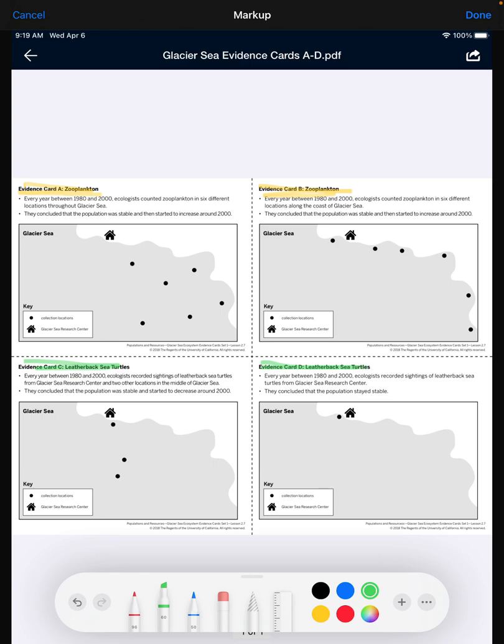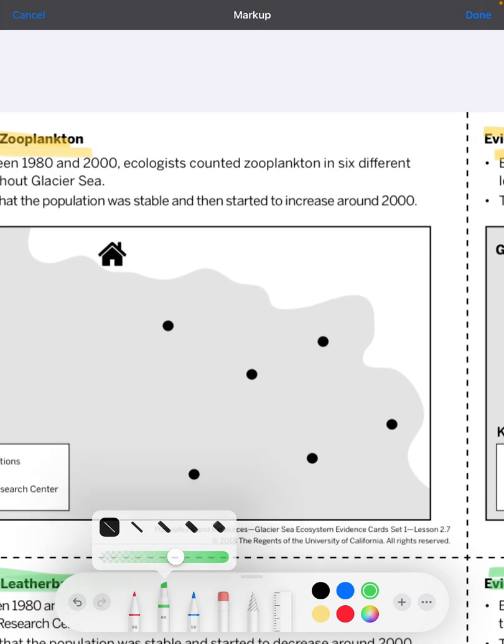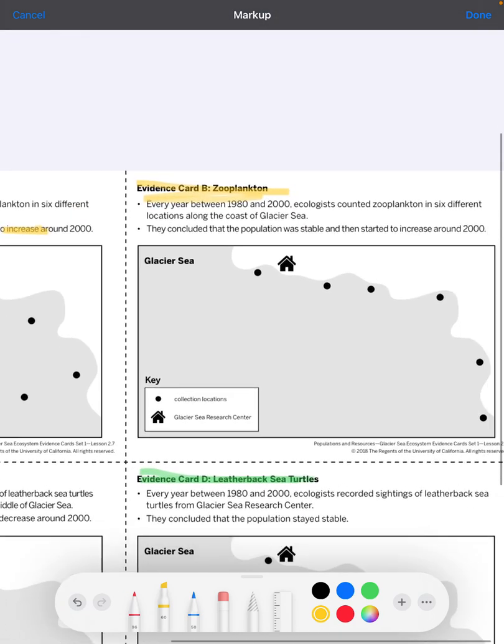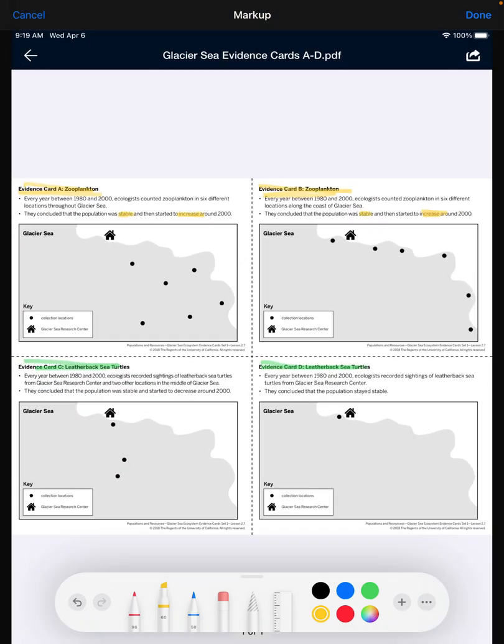So after looking at evidence card A and B, you can see that both of them tell me that scientists gathered data in different locations in the Glacier Sea. And they both concluded that the population was stable and then it started to increase, which is exactly what we need to see, right? That's what we modeled, that the zooplankton had to increase.